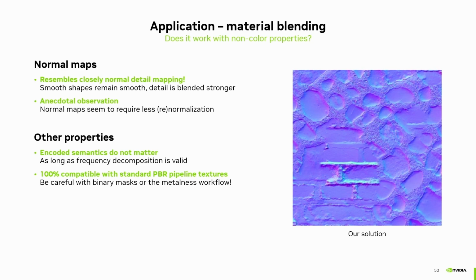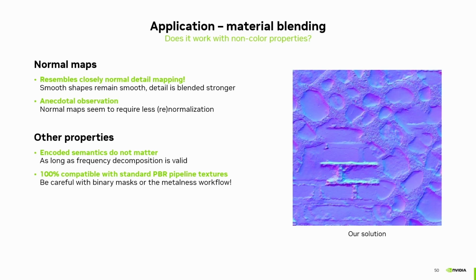Encoded semantics do not matter as long as frequency decomposition is valid. So if you're using a binary mask that has to be 0 or 1 for some property like metalness, this will not work because you cannot take Laplacians of a binary mask, or you can, but it will not be valid. But for any other properties, it works just fine.